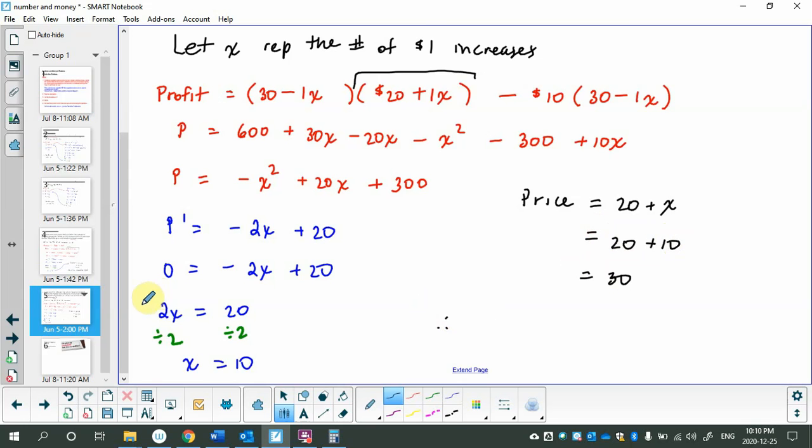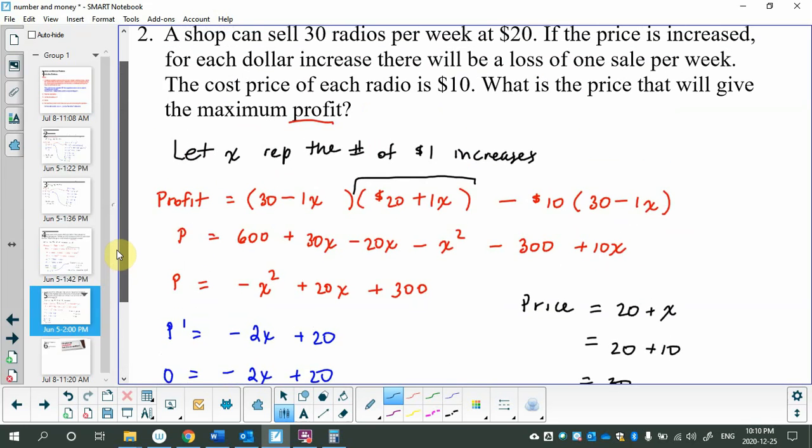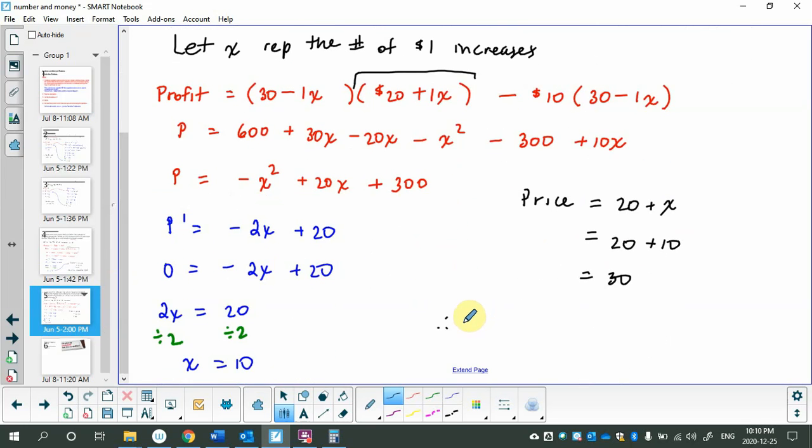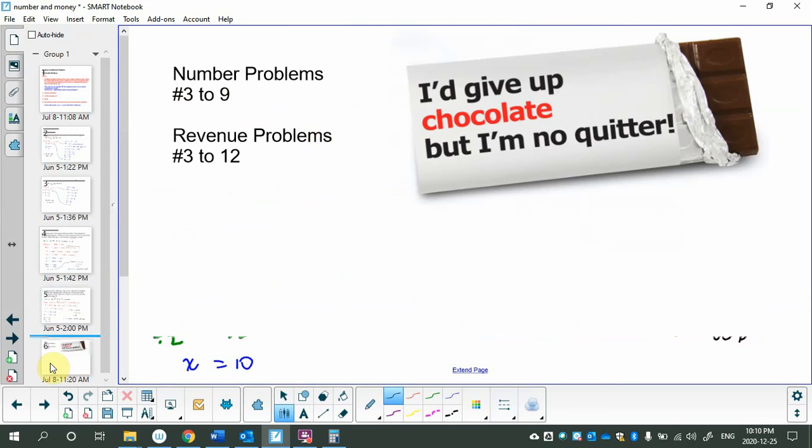So therefore, what are these about? Radios. Therefore, 1 radio should cost $30. Now, before I leave you, because that is the end, I do want to tell you that every single one of these was quadratic.